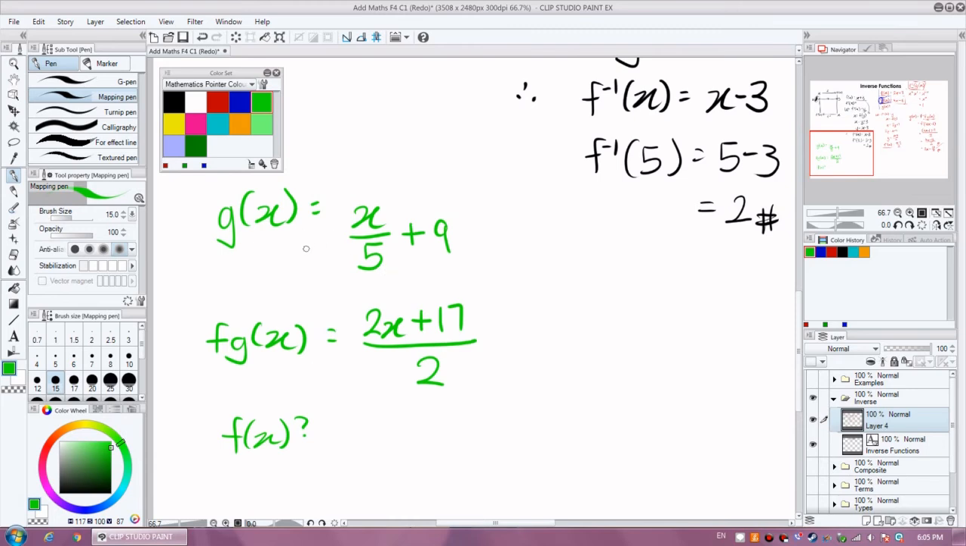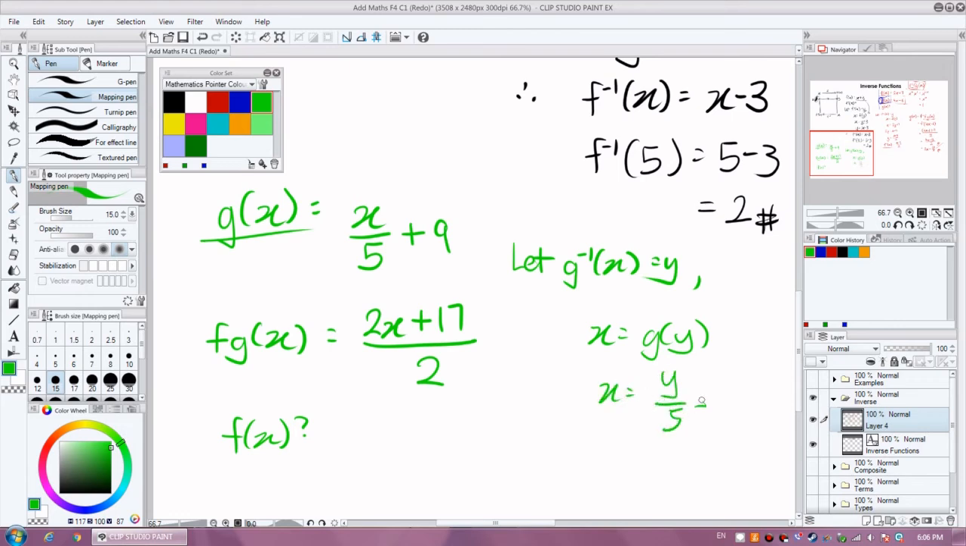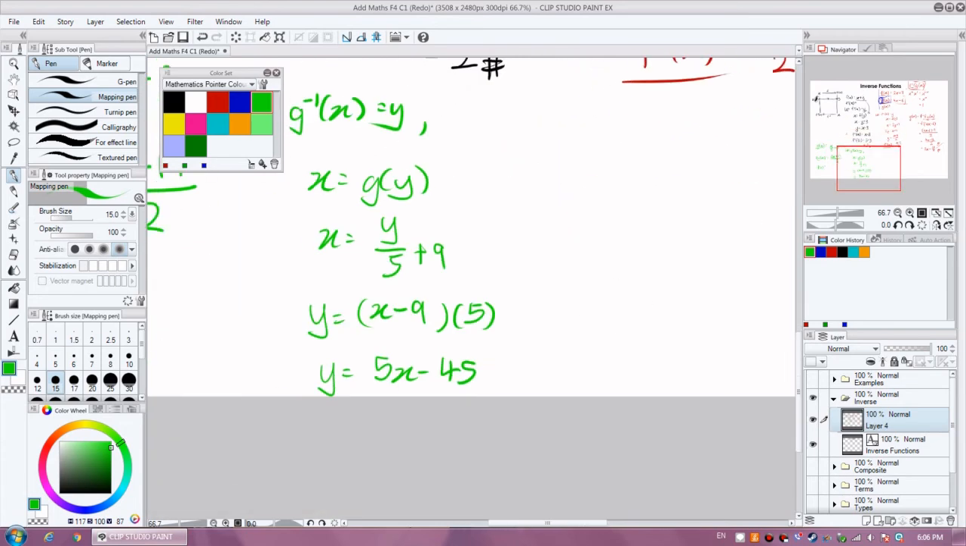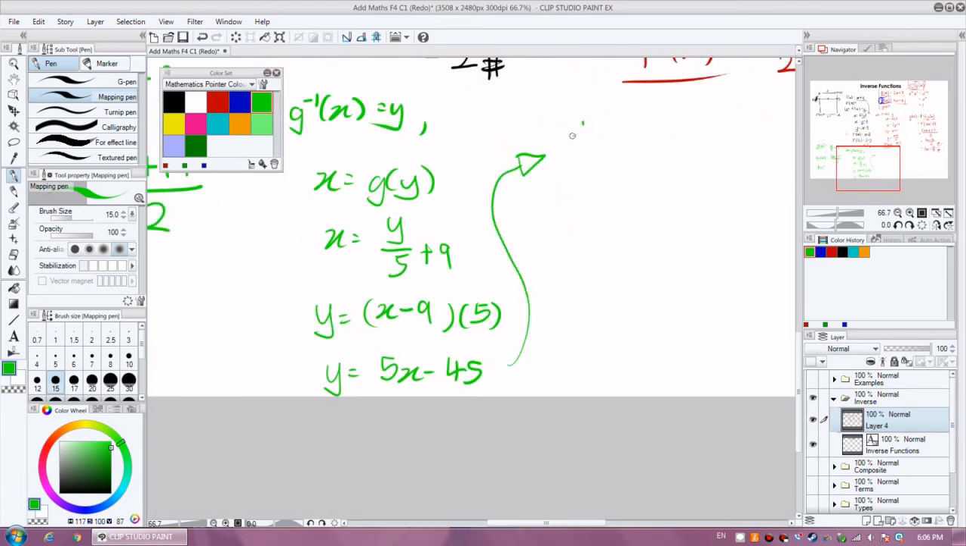Whenever we see this kind of question, always find the inverse function for g(x) first. So x equals g(y), x equals y over 5 plus 9, y equals (x minus 9), the entire thing times 5. So y would be 5x minus 45, which would mean the inverse function equals 5x minus 45.